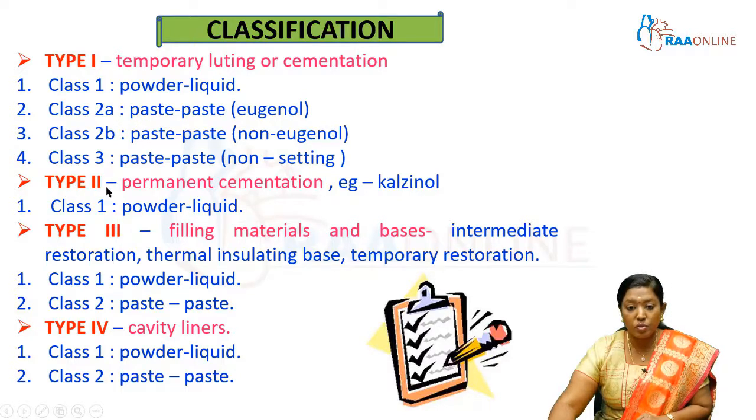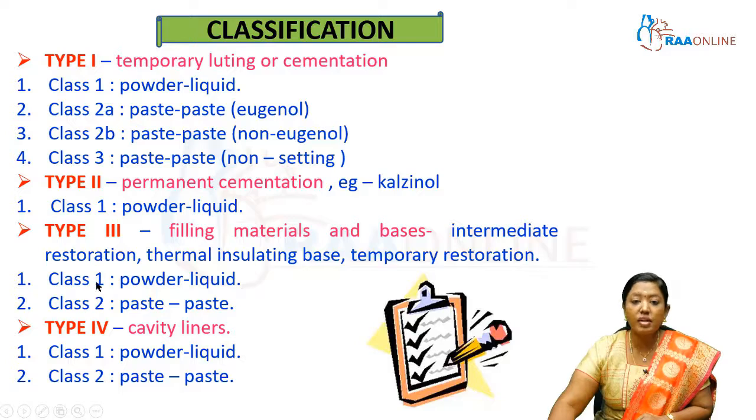Coming to type 2, this is used for permanent cementation and the trade name is Calcinol. This one is available only as a single class, class 1, which is available as a powder and liquid. Then type 3 is the filling material, most commonly used as a temporary cementation or for an intermediate restoration. It very rarely acts as a thermal insulating base, but most commonly it is used as a temporary restoration. This is the type 3 we are routinely using in day-to-day clinical practice.